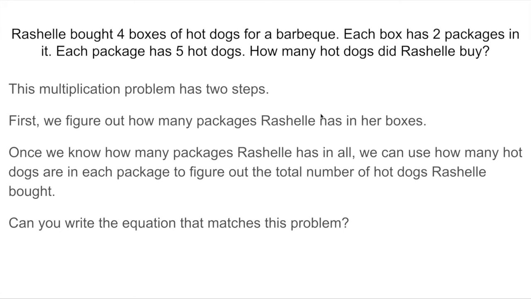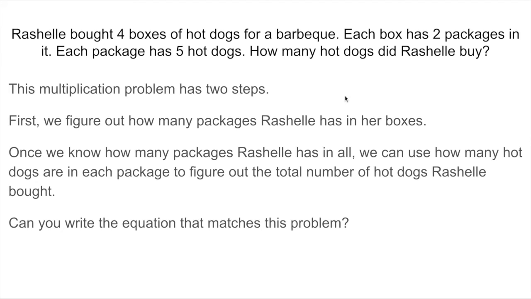First, we know Rochelle had 4 boxes, but we have to figure out how many packages she has in all. 4 boxes. Each box has 2 packages in it. You should be thinking about what multiplication you could do to figure that out. Maybe jot it down if you've already got it. Once we know that answer, we can use that answer, plus how many hot dogs are in each package, to figure out the total number of hot dogs she bought.